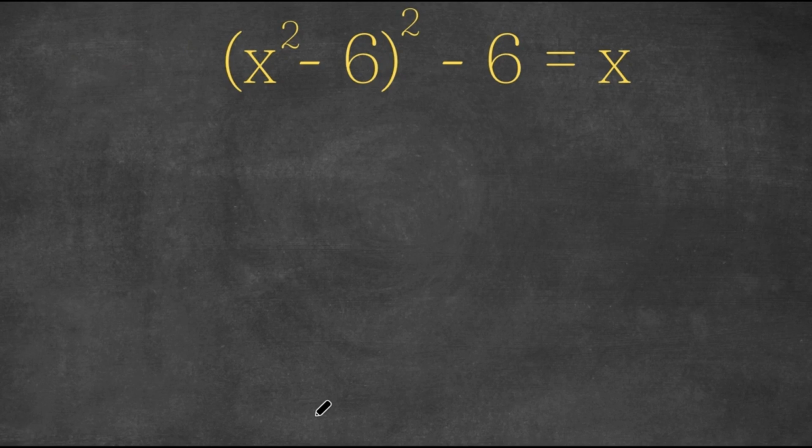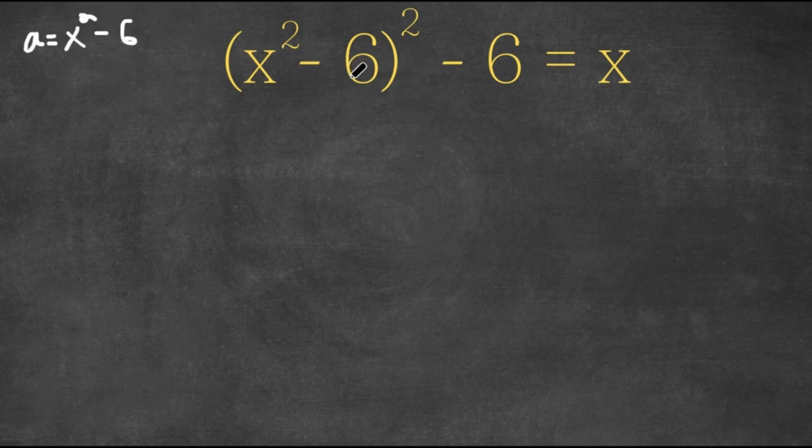In today's video, I'm going to be teaching you guys how to solve this exponential equation. So we have x squared minus 6, squared, minus 6 is equal to x. And what I'm first going to do is set a equal to x squared minus 6. So I'm going to set the variable a equal to x squared minus 6.